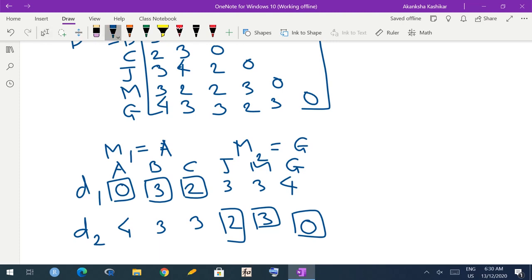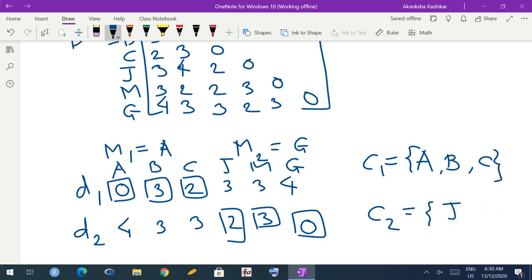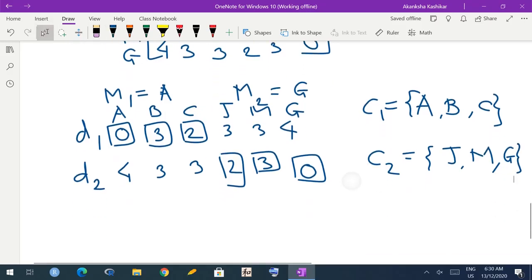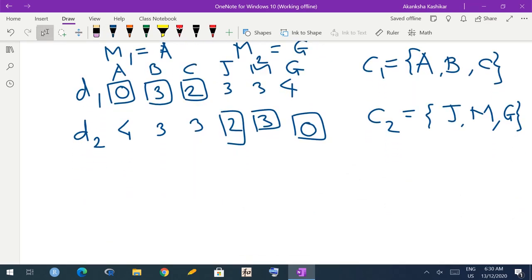Okay, so now my first clusters are C1 equal to apple, banana, chiku, and C2 equal to jackfruit, mango, and grapes. Okay. So we have two groups. Now we have to revise the medoids. So what we have to do is, for every cluster I have to choose a new medoid. For that I have to compute error of every cluster with respect to each medoid.